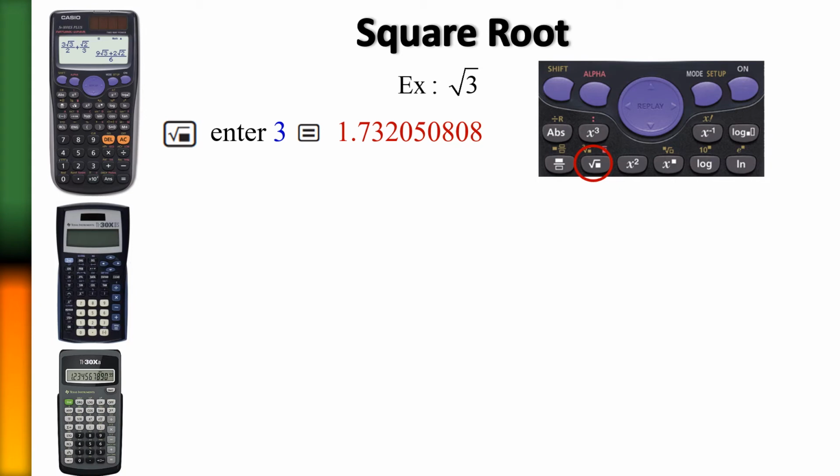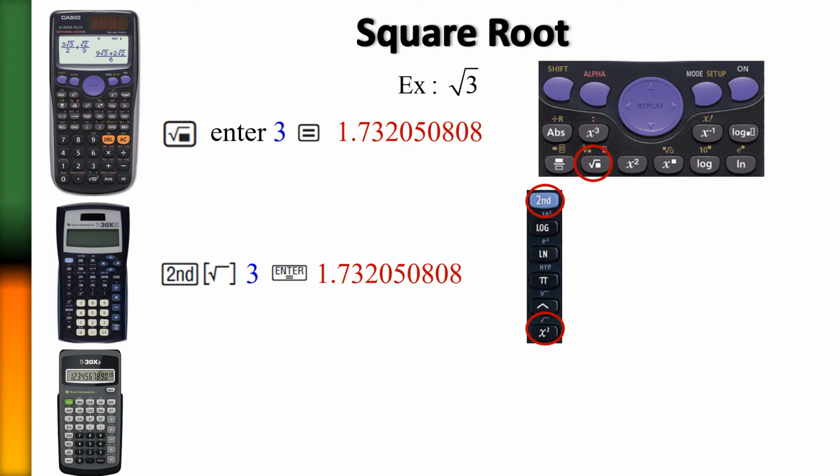For those of you who have the TI-30X IIS series, on that one, you're going to press the second key, which gives you access to the keys that are in blue. And then once you locate the square root key, you're just going to press 3 and then hit enter. And that will take you to your answer.